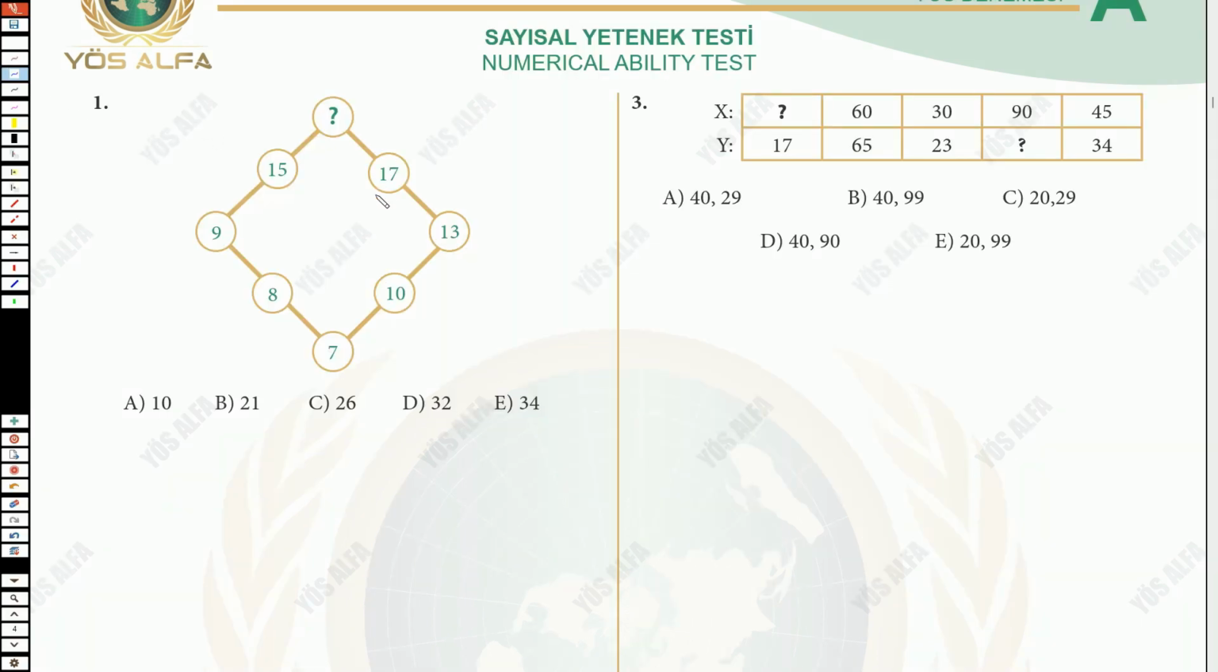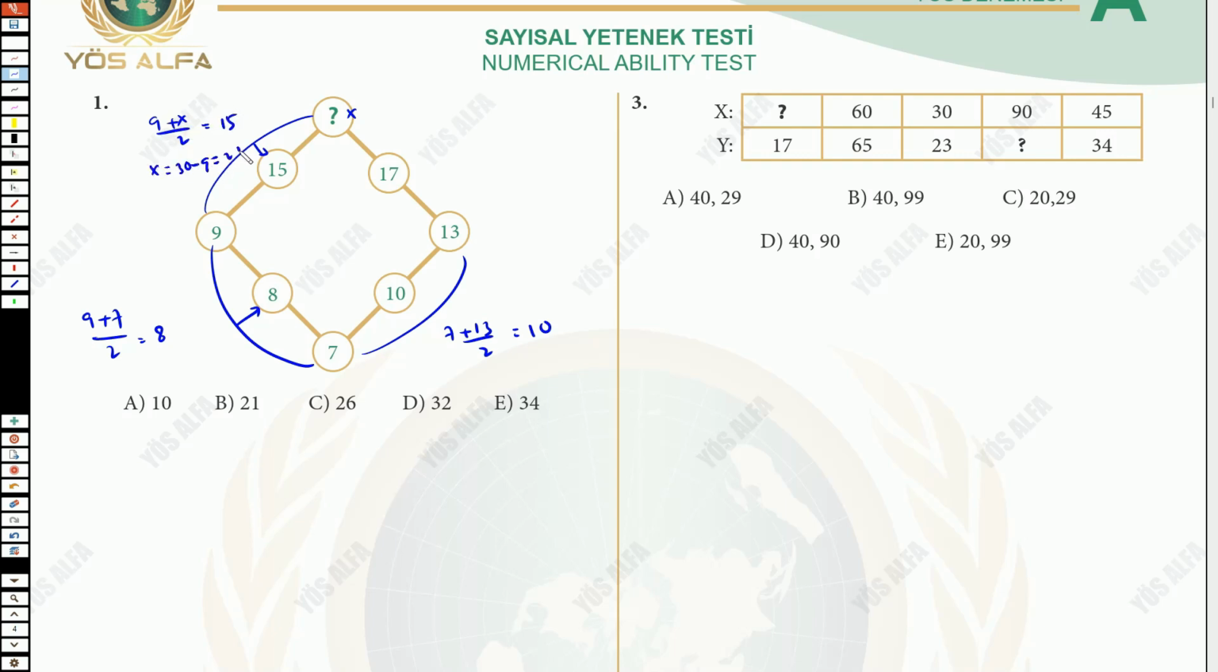Number 1. This is a number figure relation problem. The relation here is this. 9 plus 7 is 16. Half of this is the one in the middle, it's 8. So we can check the formula here too. 7 plus 13 over 2 is 10, so it checks out. So for this, you can write the relation this way. 9 plus, let's say this is x, x over 2 is 15, so x is 30 minus 9, it's 21.